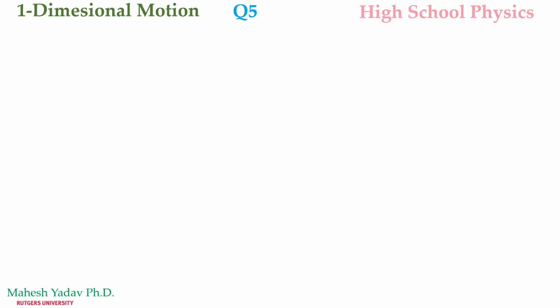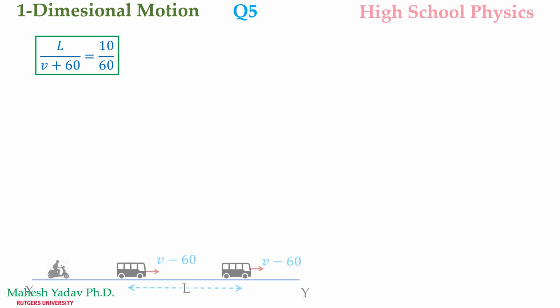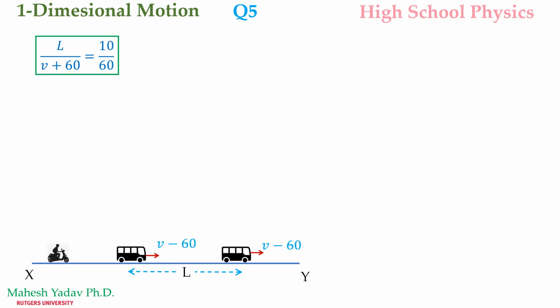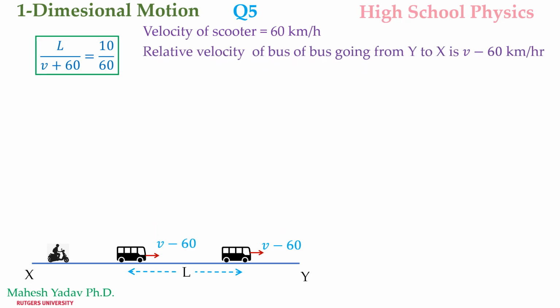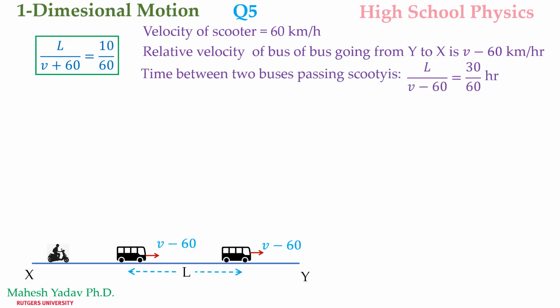In this next page, we have the equation we previously derived. We show you the new figure 2 with buses moving away from Scooty. Now we consider buses that are moving away from Scooty. The relative velocity of the bus with respect to Scooty is v minus 60. The time taken between the buses that are moving away is L divided by v minus 60, and according to the question it is 30 minutes. We consider the unit of time in hours, so 30 divided by 60.